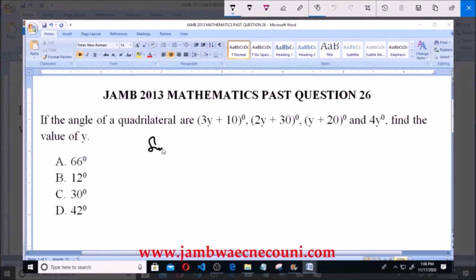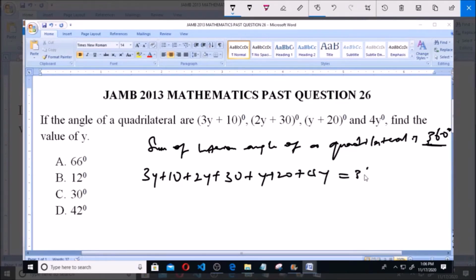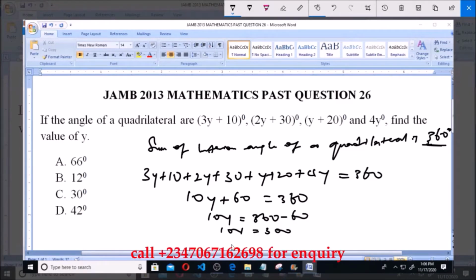Now, we know the sum of interior angles of a quadrilateral, for example a square or a rectangle, is 360 degrees. So that means that 3y plus 10 plus 2y plus 30 plus y plus 20 plus 4y is equal to 360. So from this we have 10y plus 60 is equal to 360. So 10y is equal to 360 minus 60. 10y is equal to 300. Now from this we can say y is equal to 300 over 10, which is equal to 30 degrees. So the value of y is 30 degrees, and that is option C.